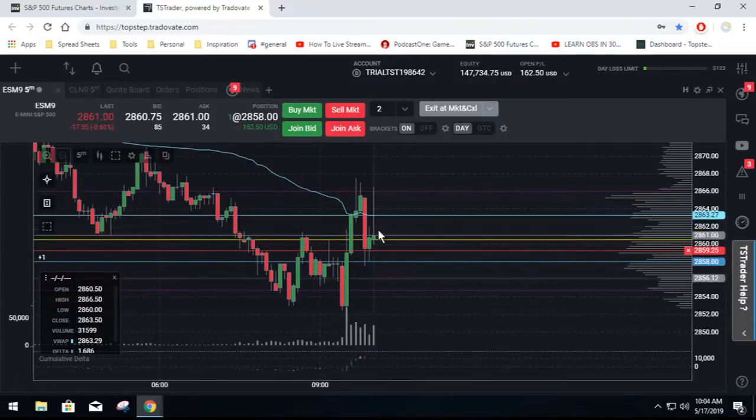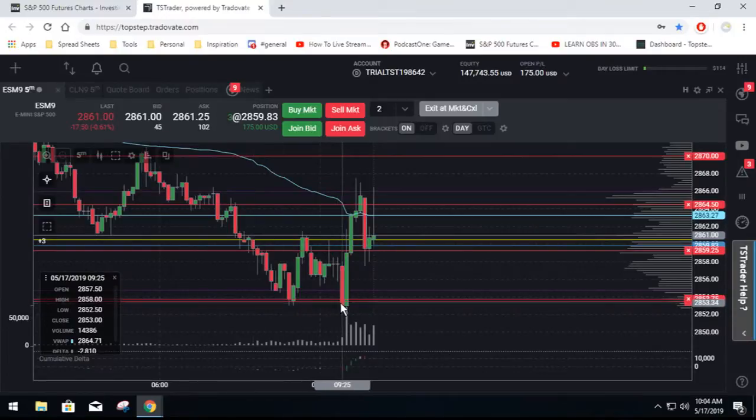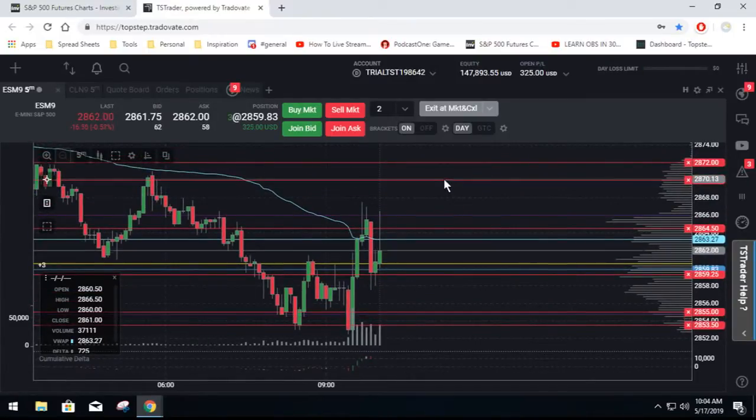Yeah, just 60 buy again. So buying two contracts in the market at 60. So you see stop losses on them set here. Take profit one within range. Take profit two at 70.